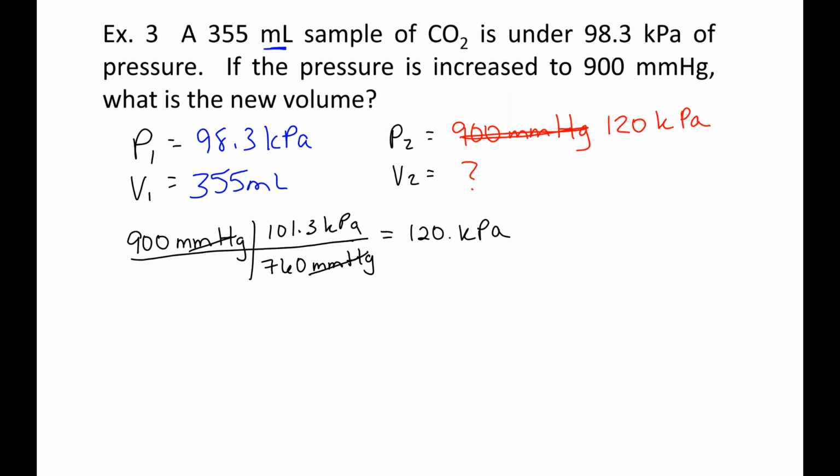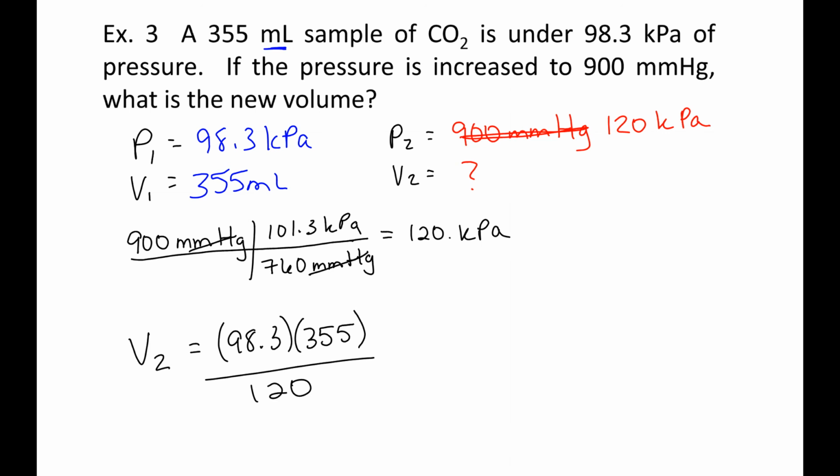Now I can do my problem, and it's the V2 one again. So I'm not going to write the actual equation down again because I had it written 2 slides ago. So we know it's the P1 V1 divided by P2. So it's going to be 98.3 times 355 all over 120. And when you do that, you get 291 milliliters.